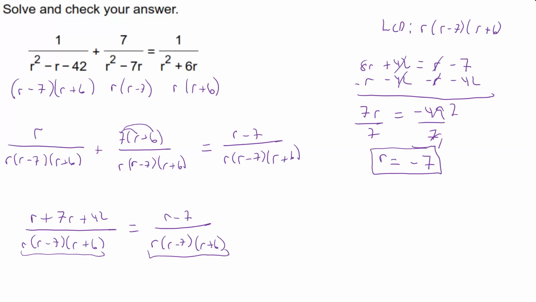So now what we have to do is plug that into each one of these expressions. And I think probably the easiest way is plug it back into the factored ones. It's going to be a little easier. So here we have a minus 7, so that's going to be a minus 14. And then here we have a minus 7 plus 6, so that's going to be a minus 1. And here we have a minus 7 times a minus 14. Here we have a minus 7 times a minus 1.